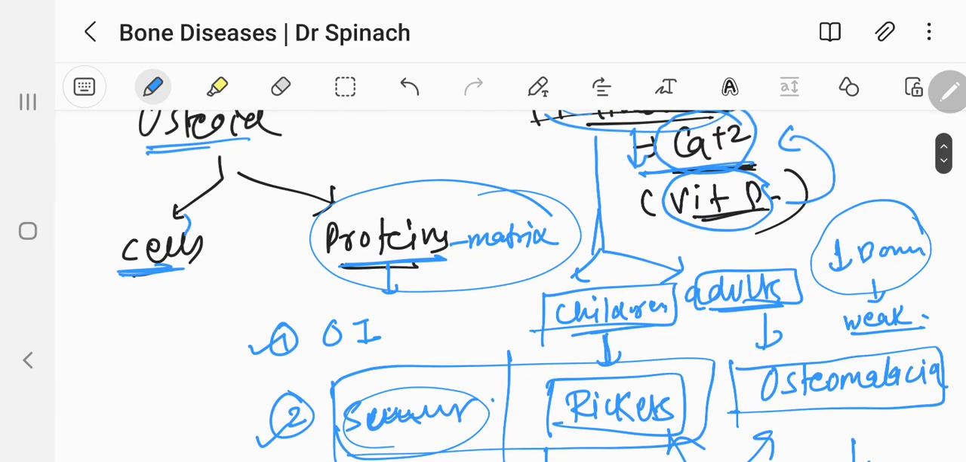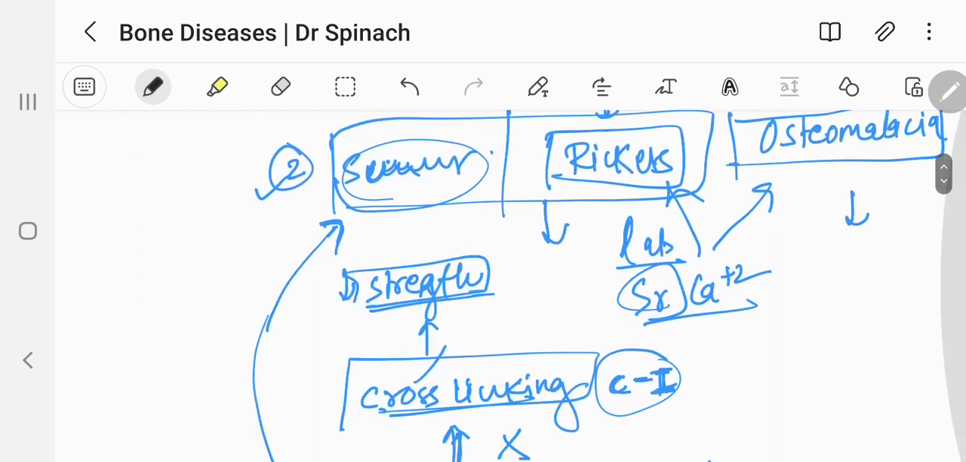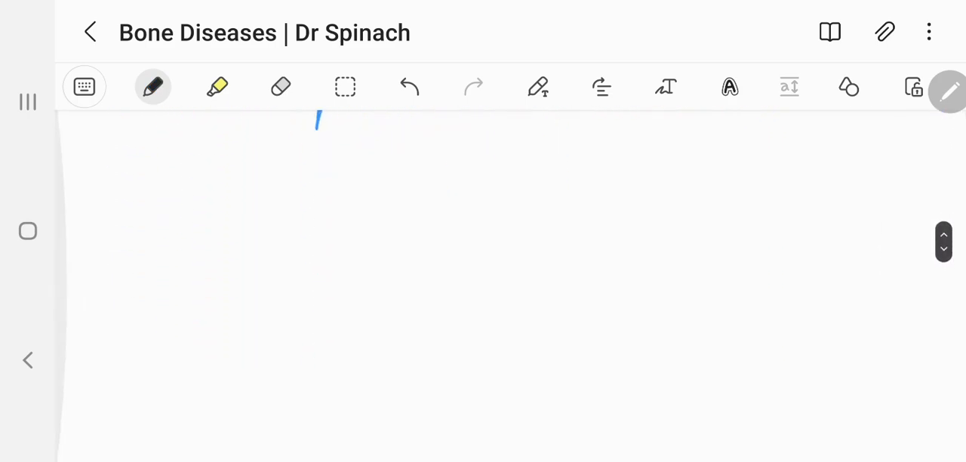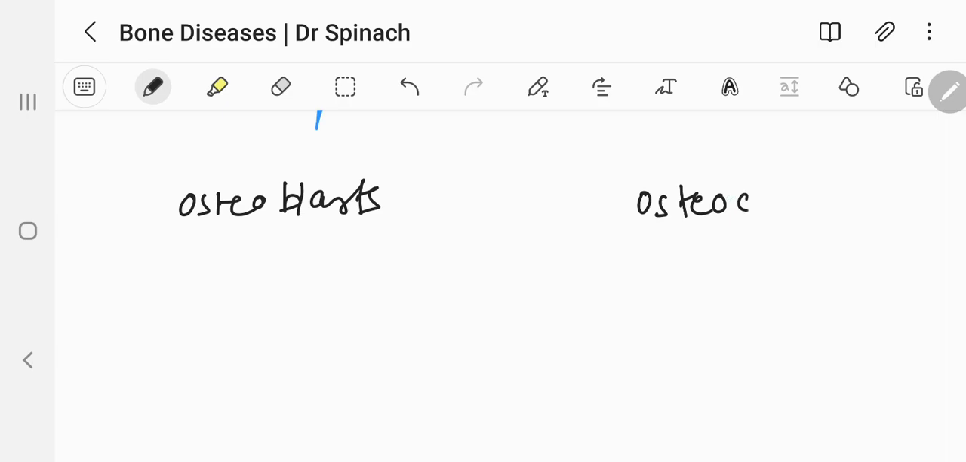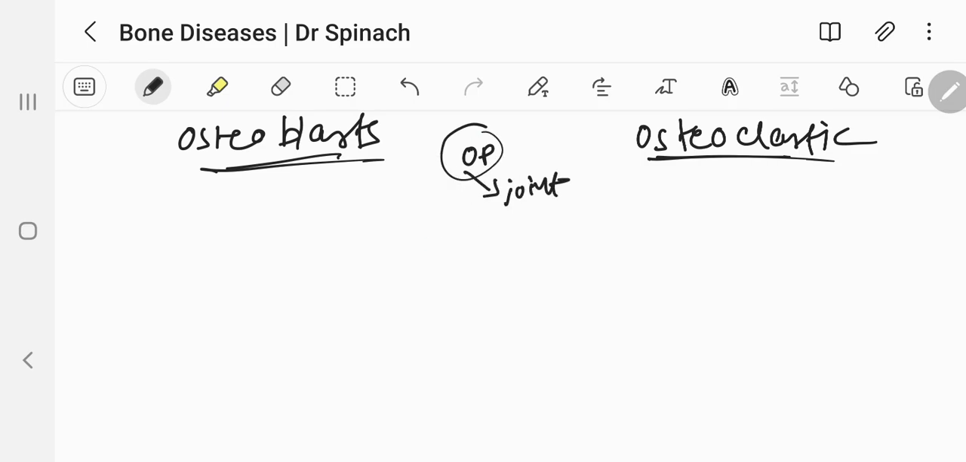Now let's move on with the cells. I'm going to draw these cells. I'm going to talk about the two cells that are most abundant. Most abundant are definitely osteoblasts, and of course we're also going to talk about osteoclastic problems. So this is the easiest topic in orthopedics. The toughest issues I found in orthopedics are in joint deformities, like the Galeazzi fractures, etc. Anyways, this is not the topic here.